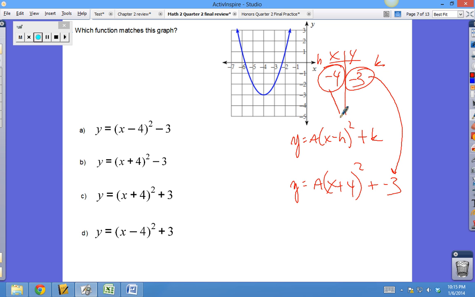But look, if you plug h into your model, it is a times x minus whatever the h is, and my h is a -4. So that's where I'm getting the plus, because when I plug that into my model, there's already a minus in the model. So if I plug that in, it's going to change that to a plus. So now here's what we're looking for. We're looking for a +4 and a -3. And it's going to be B. B has the +4 and the -3.